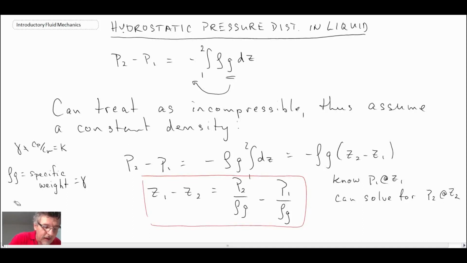Another thing that we see is P over rho g. Let me write that on the other side. We see P over rho g. That is sometimes referred to as head or pressure head, and so you'll hear people talk about head loss and head and stuff like that. That comes from the field of hydraulics, but P over rho g is the term that we use there. So that is the equation that we can use to solve for the pressure distribution in a liquid.